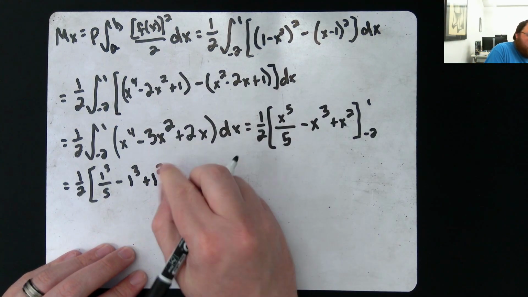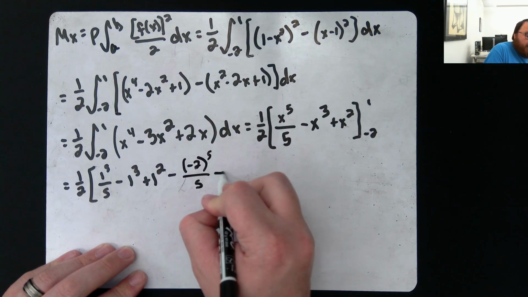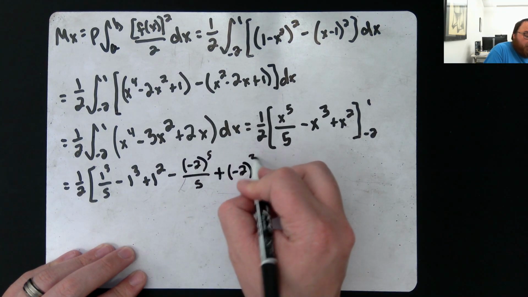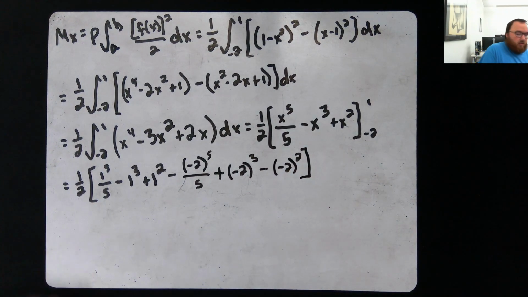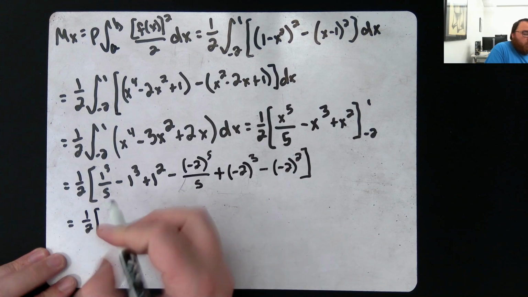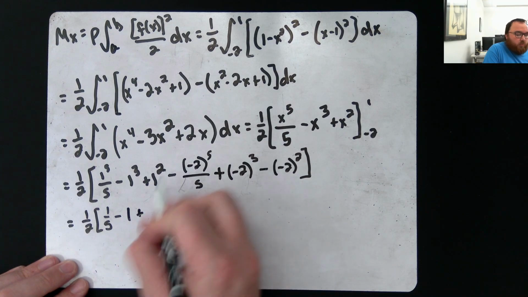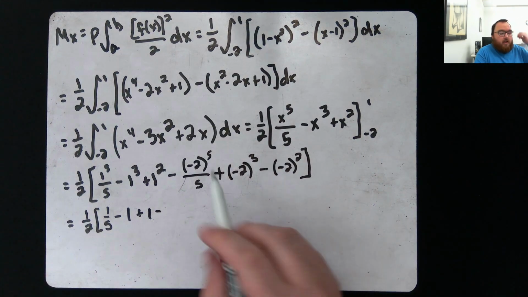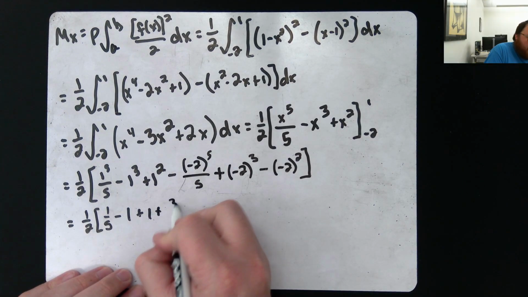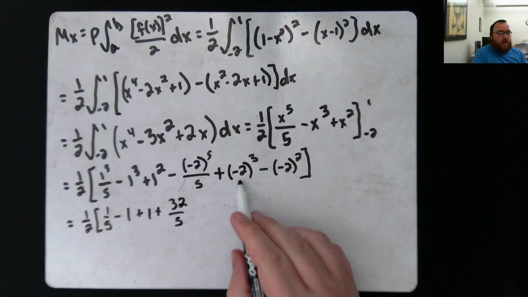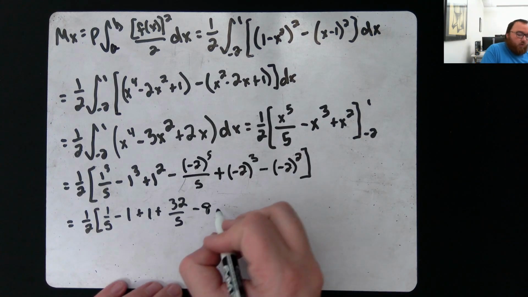So minus -2 to the 5th over 5. Minus makes it plus -2 cubed minus -2 squared. That's going to be 1/2 times 1 to the 5th is just 1, so 1/5 minus 1 cubed is 1, plus 1 squared is 1, minus -2 to the 5th is -32, which would make this plus 32 over 5. -2 to the 3rd is -8, minus the -2 squared is 4.